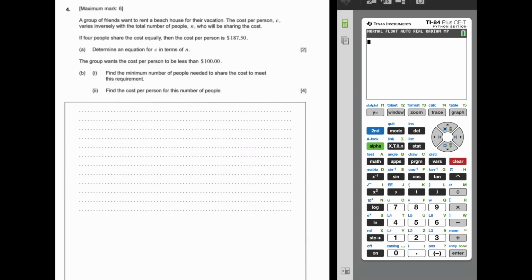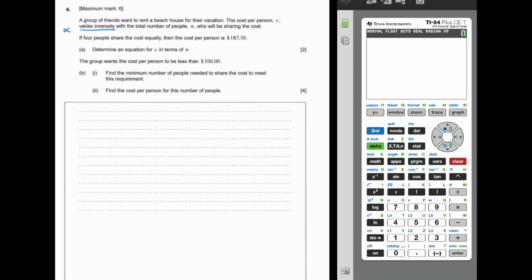So this question is about proportion or proportionality. And we can see that as soon as we see this phrasing that something varies inversely, you know that you're dealing with the proportionality part of the course. We're told that the rent of a beach house is inversely proportioned to the cost of the person, which makes sense because inverse proportion means that as one increases, the other decreases.